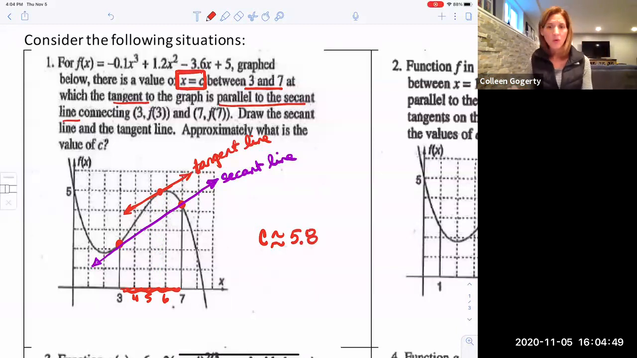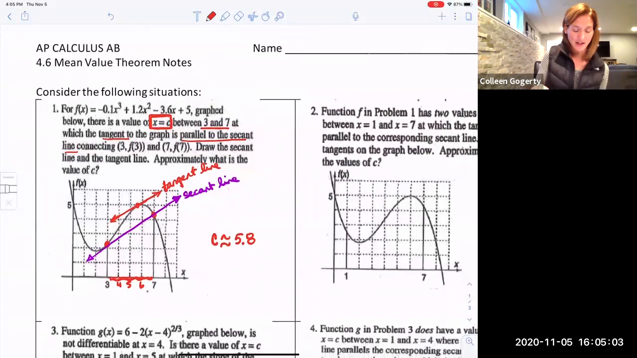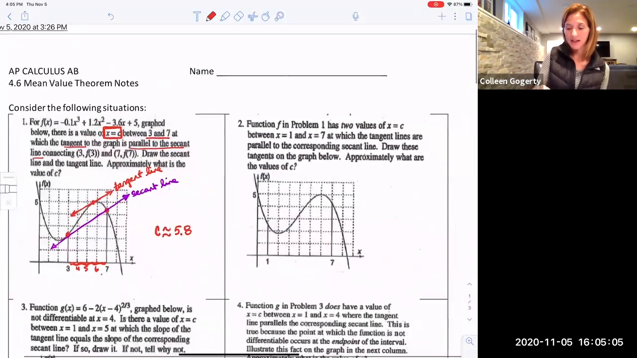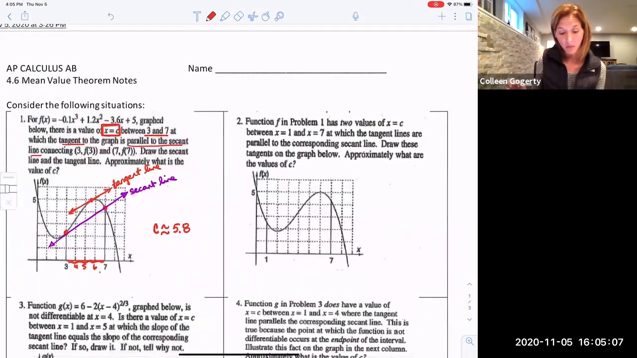Okay. Now I don't know that for sure, and I don't want to get hung up on that right now. All I'm saying is that c is somewhere in between 5 and 6, a little closer to 6. I wouldn't be upset if you said 5.7 or 5.5, we'd be fine. All right. So let's see how this question, number 1, differs from number 2.